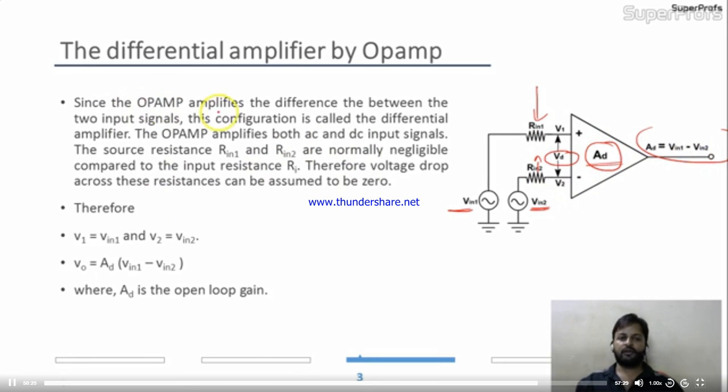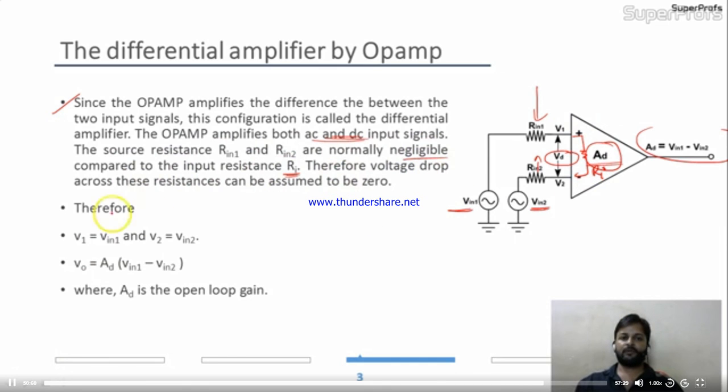Since the Opamp amplifies the difference between the two input signals, this configuration is called the differential amplifier. The Opamp amplifies both AC and DC input signals. The source resistances Rin1 and Rin2 are normally negligible compared to the input resistance Ri. Here is the input resistance Ri.